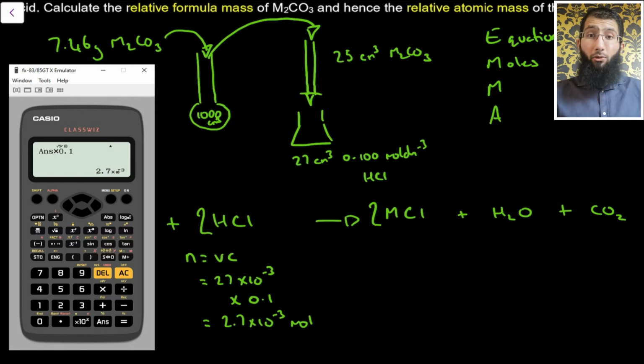Second M, what does that stand for? Well, again, it stands for moles. But we can't really work out the moles from scratch because we've not got enough information. For example, we can't work out the moles of M2CO3 with just this volume. We can't work out the moles of M2CO3 with just this mass. So what are we going to do? Well, the second M in Emma stands for the moles using ratios. It's the moles of your second substance using ratios.